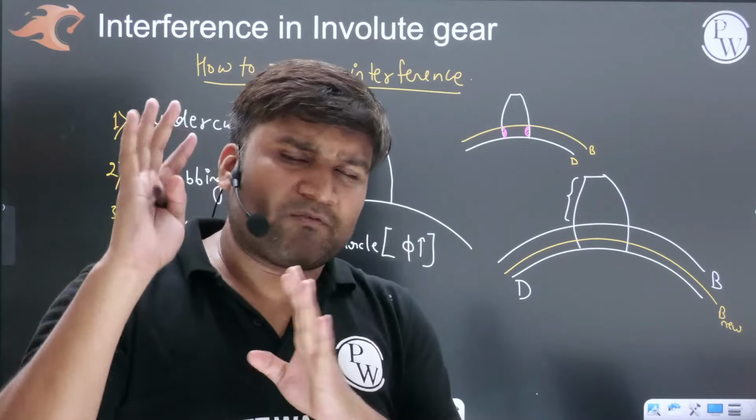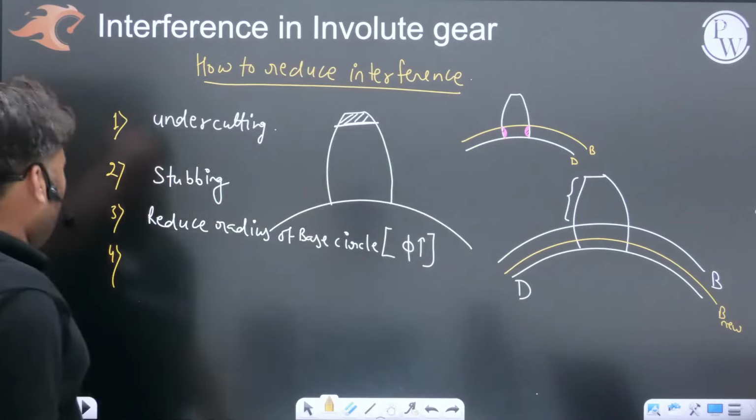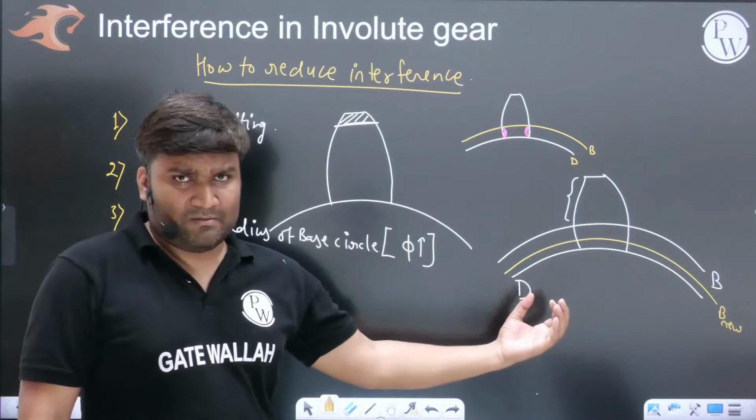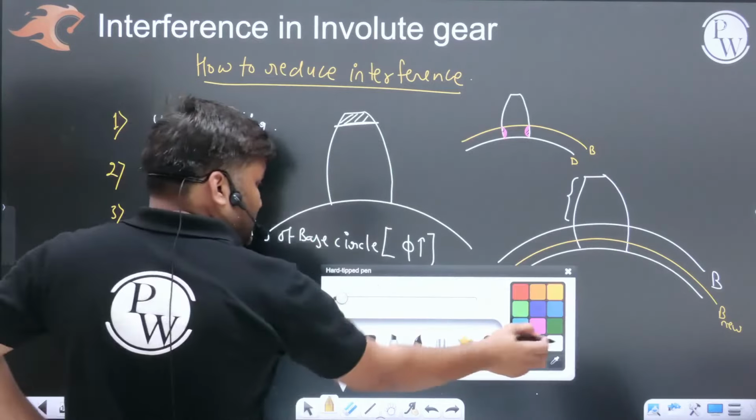But keep in mind, as you reduce the radius of the base circle, the pressure angle is going to increase. Beyond a certain limit, we don't accept that. Okay? So up to a certain level, undercutting can be done. Up to a certain level, stubbing can be done. Up to a certain level, you can reduce the radius of the base circle. And another method is by increasing the number of teeth.